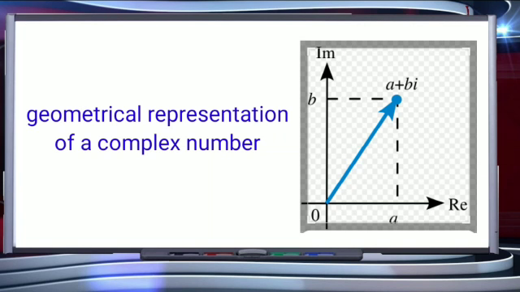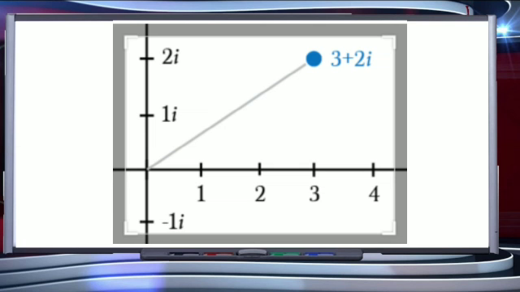Suppose our complex number is of the form a plus b iota. So here the real part is a and the imaginary part is b. What we need to remember during geometrical representation of a complex number is that the real part is always plotted along the x-axis and the imaginary part, that is b, is always plotted against the y-axis. So the x-axis represents the real part of the complex number and the y-axis represents the imaginary part of the complex number.